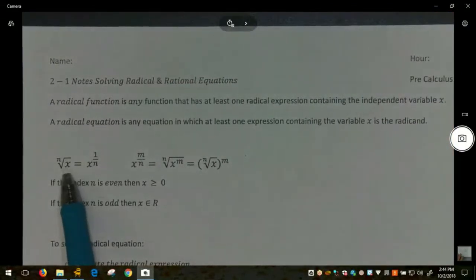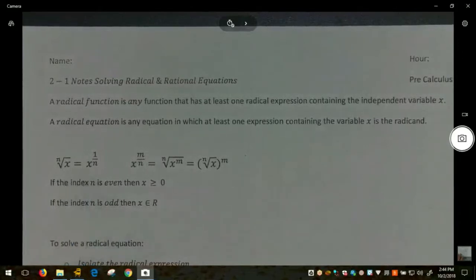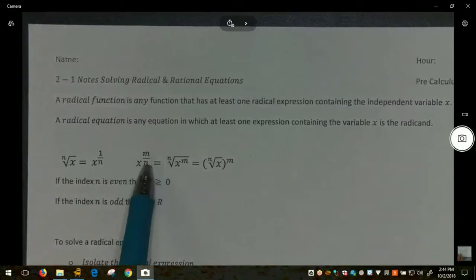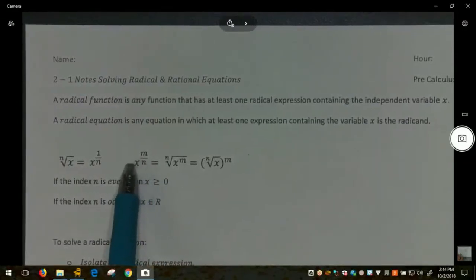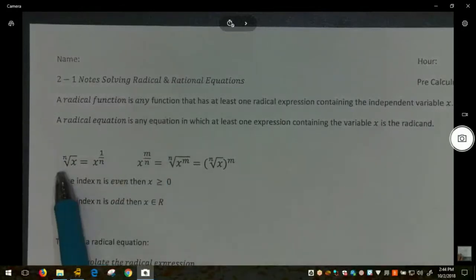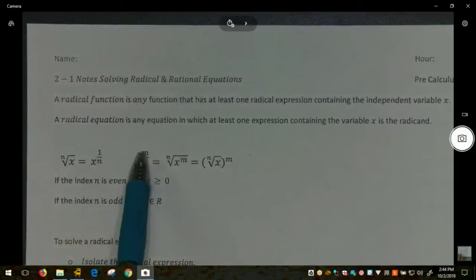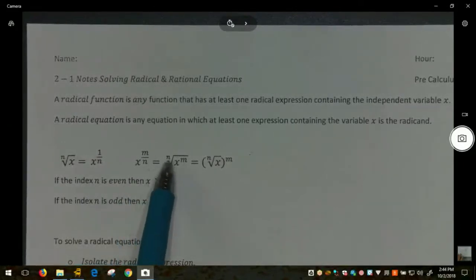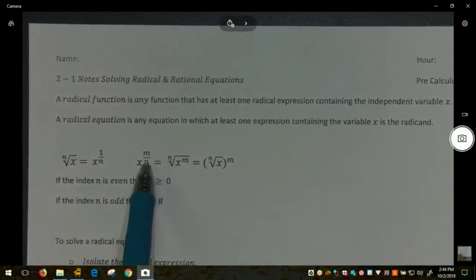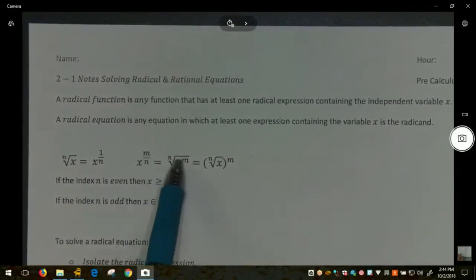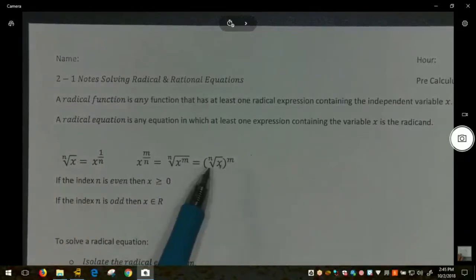So if x is the radicand, or if x has a power that is a fraction, a rational exponent, then it's also a radicand. These are equivalent. The nth root of x is the same as x to the 1 over n. x to the m over n is the same as the nth root of x to the m power, where the denominator of the exponent is the root. There's another way to express that.